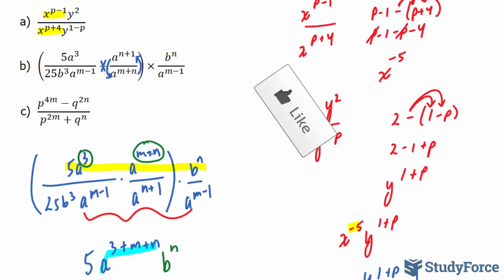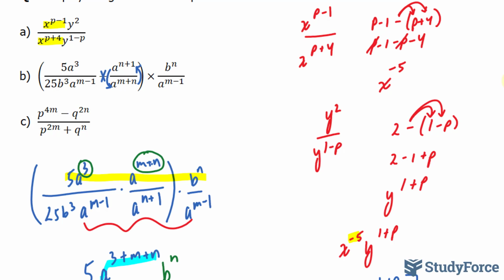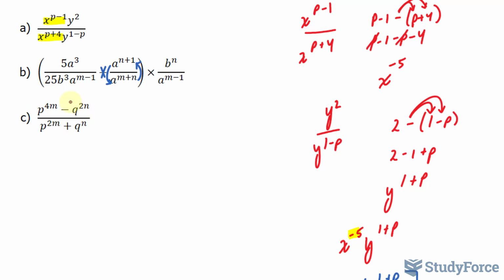Finally, in question C, this is the most complicated one. This requires some math intuition to figure this one out. In fact, I would rate this one the hardest out of the three. What you want to do is change this expression somehow so that it can be cancelled out with the expression at the bottom. What I'll do is change this part of the numerator, p to the power of 4m, into p to the power of 2m to the power of 2. And also change that into q to the power of n to the power of 2.